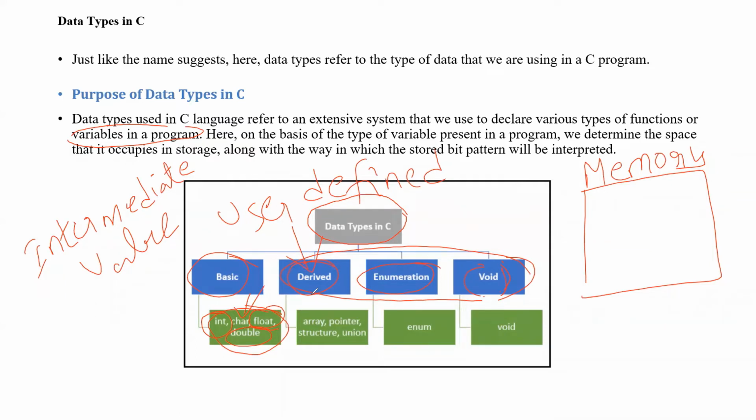And next, the third one, enumeration. Enumeration data types also exist, which we call enum. Later on we'll discuss all these things. And the fourth one, which is most important and regularly used, is void. Void has only one type, called void. Void is nothing but simply, you can say, nothing.